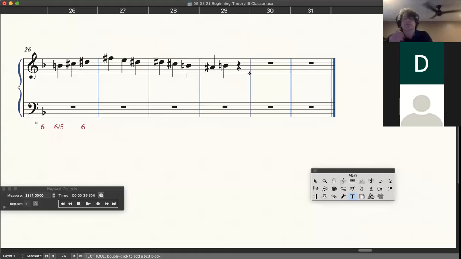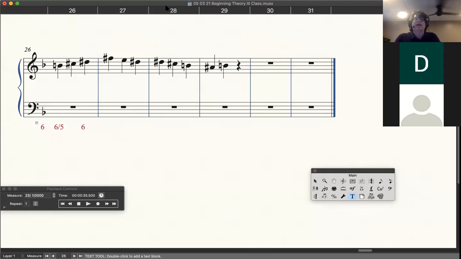Okay, we're doing modulation. Definition of modulation, very quickly, is changing the key. It does not require a change of key signature, only a change of key. All right, so now that we understand what a modulation is, let's say there's two kinds of modulation.